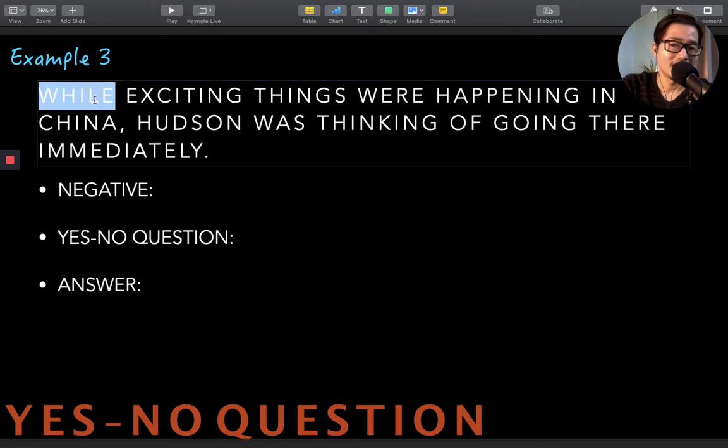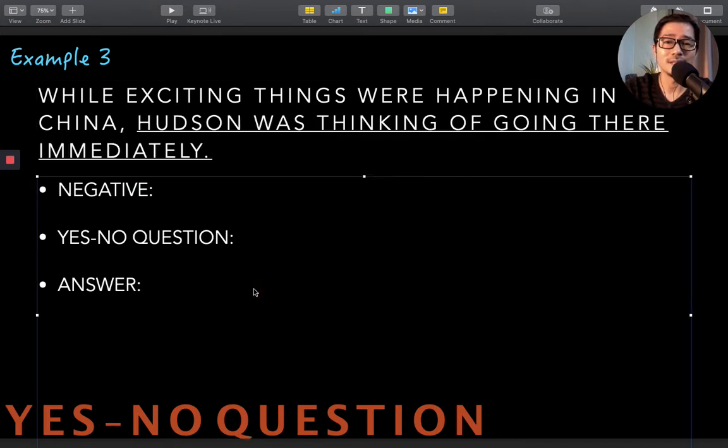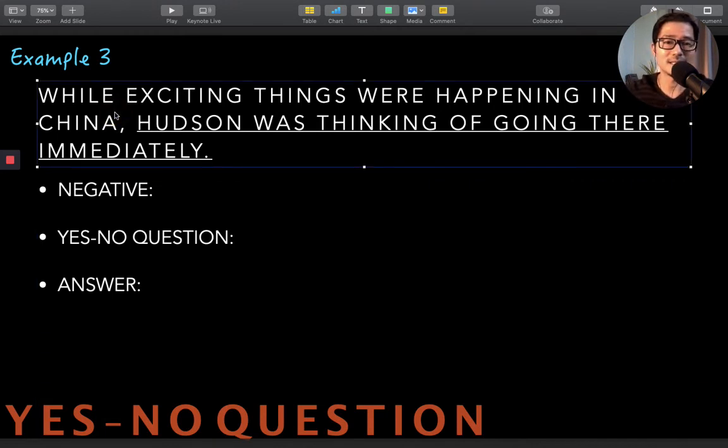So definitely not this, because it starts with a while. The main sentence doesn't have a conjunction. I mean, it can have a conjunction like and or but, but you can't use conjunctions like while. So this right here is our main sentence: Hudson was thinking of going there immediately. So don't be fooled by that. Just because it's at the beginning of the sentence doesn't mean that it is the main sentence. You have to look at it carefully.